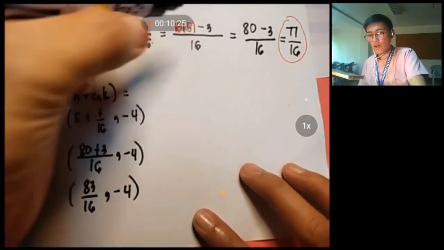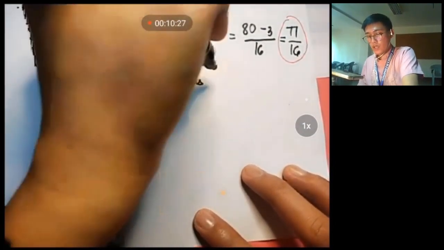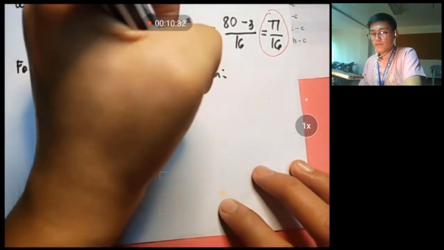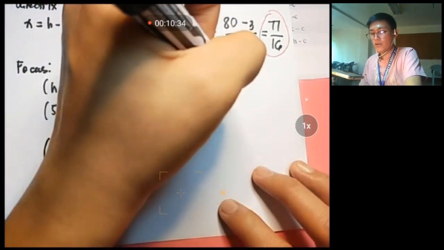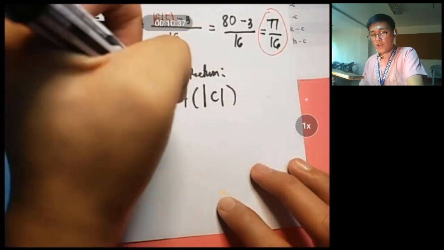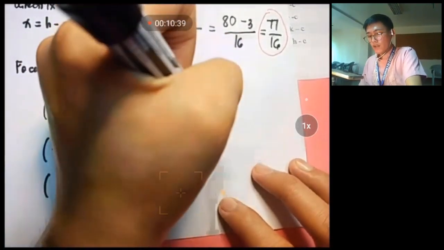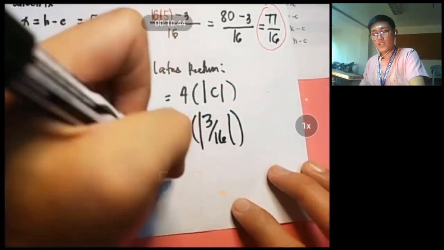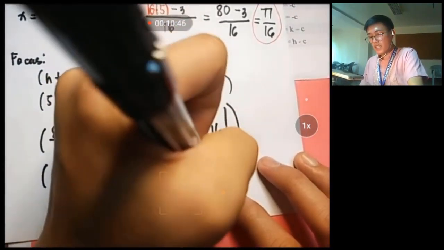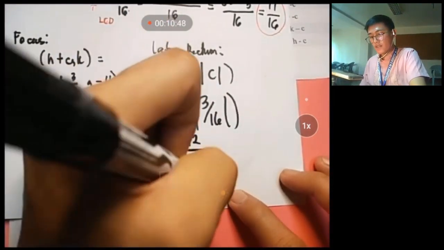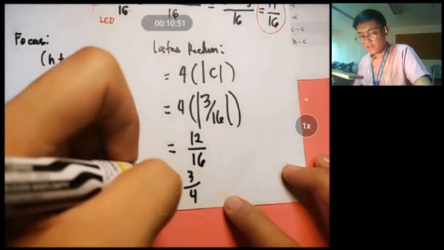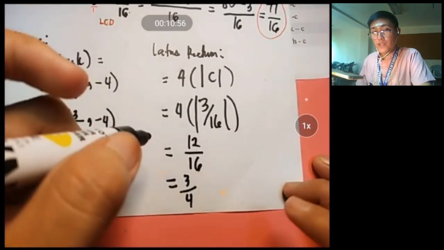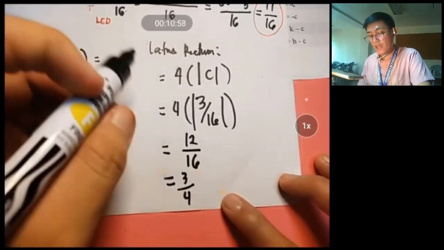Okay, for the last one, we have the latus rectum. And we all know that the latus rectum is 4 times the absolute value of C. Then we'll get for the quantity of 3 over 16, which is 12 over 16, and this 12 over 16 is 3/4. Alright, this is the full length of the latus rectum. So if you want to get the half length, then you just divide 3/4 by 2.